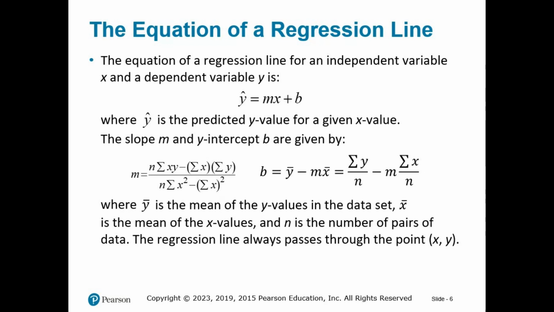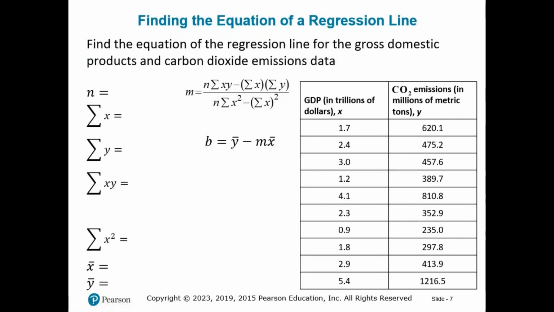Y bar is the mean of the y values in the data set, x bar is the mean of the x values, and n is the number of pairs of data. So if it asks us to find the equation of the regression line for the gross domestic products and carbon dioxide emissions data from a previous problem, we just need to find the pieces of those component formulas and then plug them into the formulas. So here is the data from that problem, and here are the pieces we need for those component formulas. Let's use our calculator to find each one.